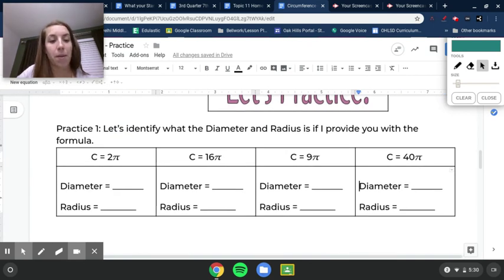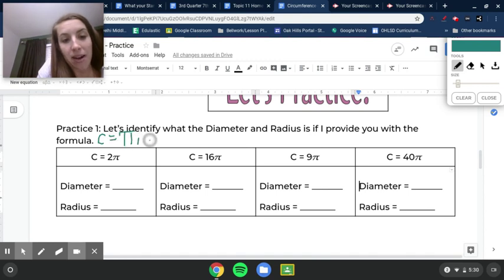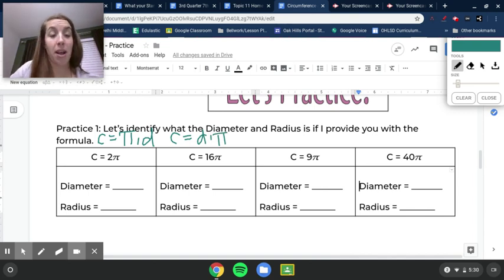First, practice 1. Let's identify what diameter and radius is if I provide you the formula. Okay, so in the first one, they say circumference is equal to 2 pi. Well, based off of that formula that I just gave you, we know that circumference is equal to pi times the diameter. We can also rewrite that as circumference is equal to diameter times pi. They mean the same thing. 1 times 2 is the same thing as 2 times 1. So it doesn't matter how we write it.